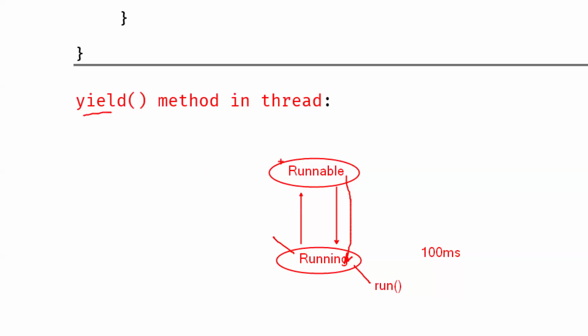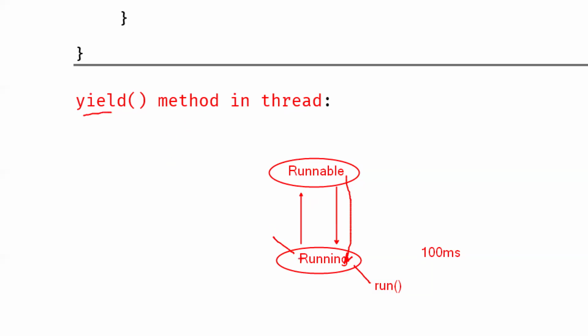This is important for you in an interview. Everything is important. The entire class is very important for you. The purpose of the yield method is that. What will the yield method do? The yield method yields one thread from running state and will give a chance for other threads to enter into running state.